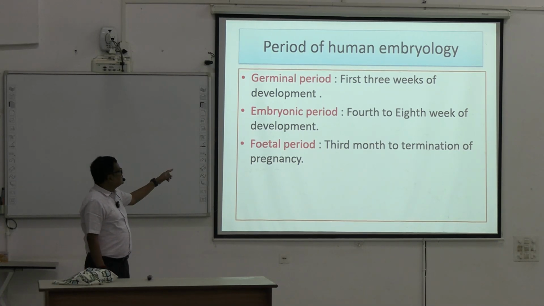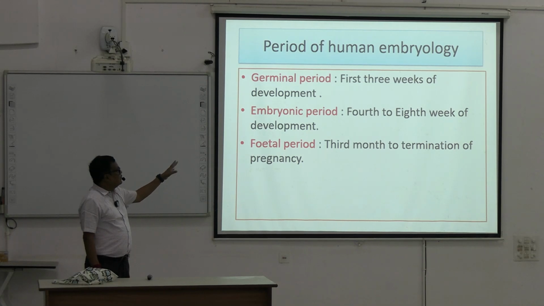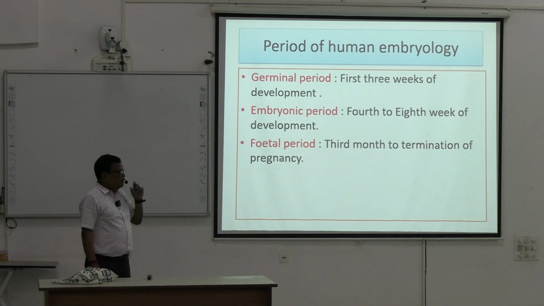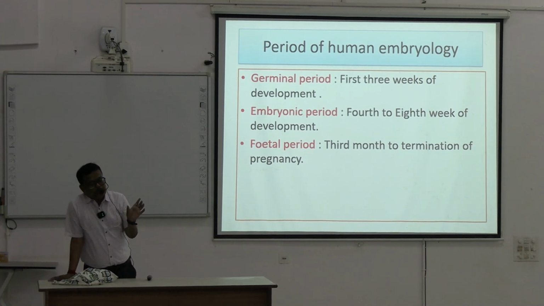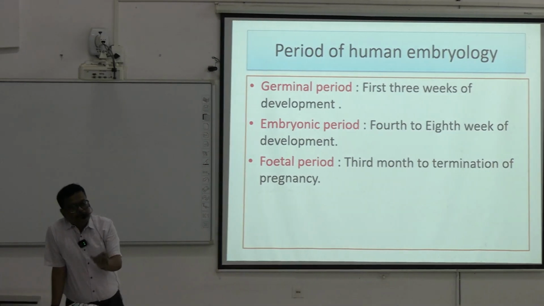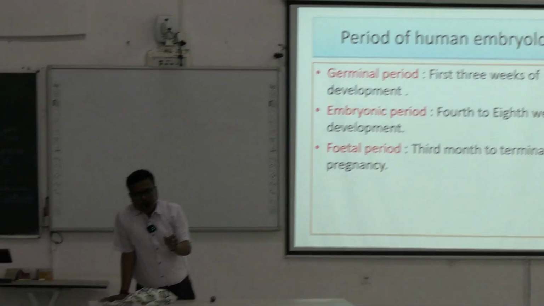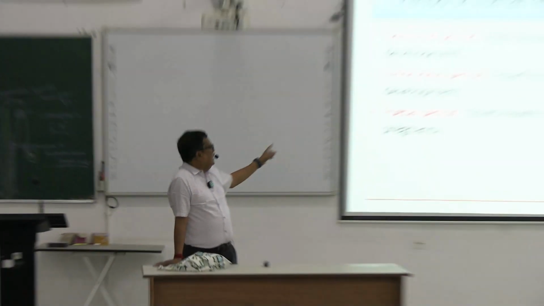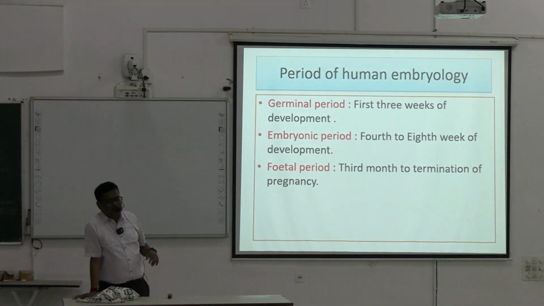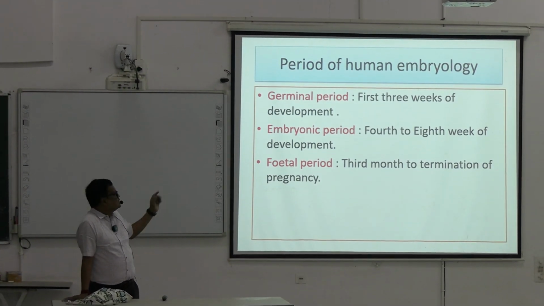From 22 days, 3 weeks are done, that means 21 days. From the 4th to 8th week of development, the 3 weeks is the germinal period, and 4 weeks to 8 weeks we call the embryonic period, and from 8 weeks till termination of pregnancy is known as the fetal period.